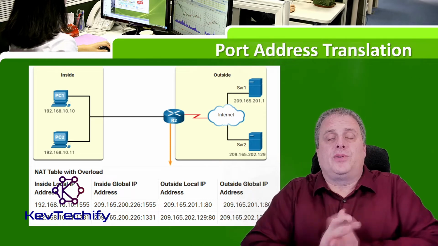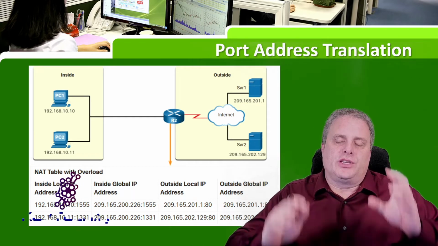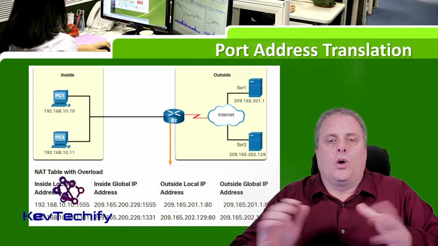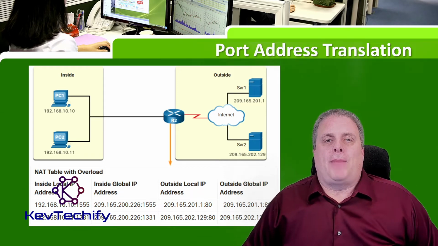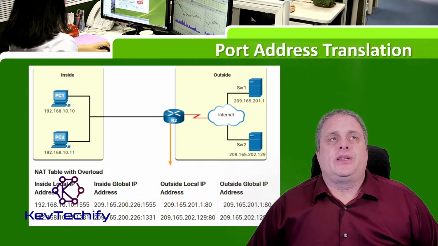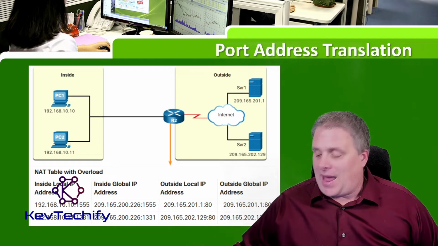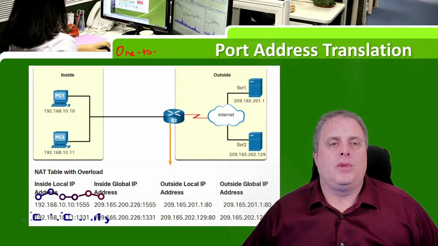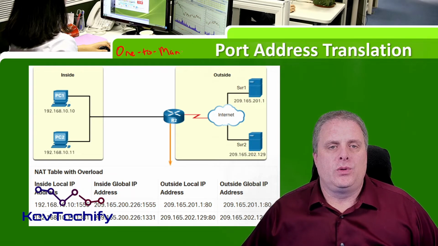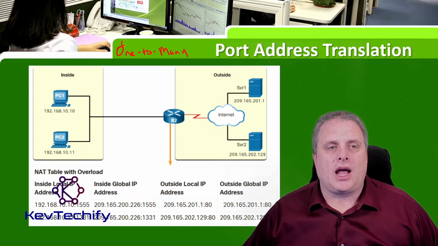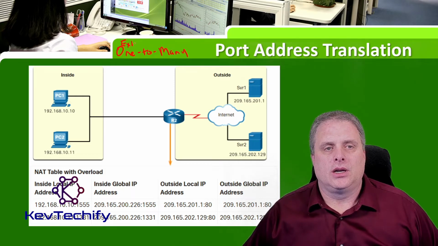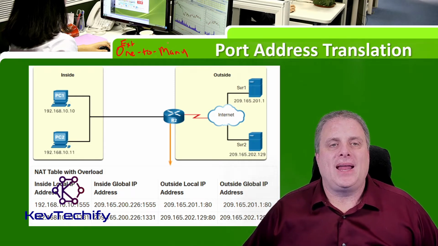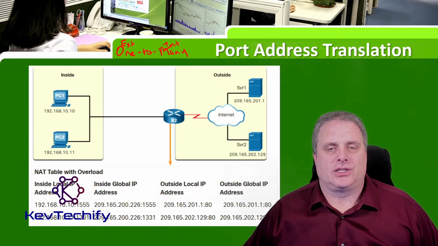And the final type of address translation we're going to talk about is port address translation, or commonly called PAT. Now, PAT's a little bit different than the other 2 we talked about. PAT is a one-to-many translation. Now, what do I mean by one-to-many? You can have one external IP address map to many internal IP addresses.